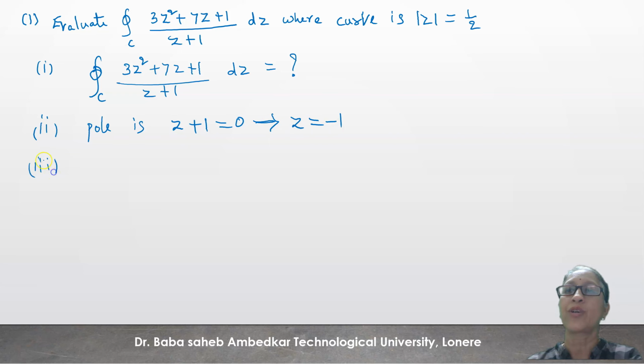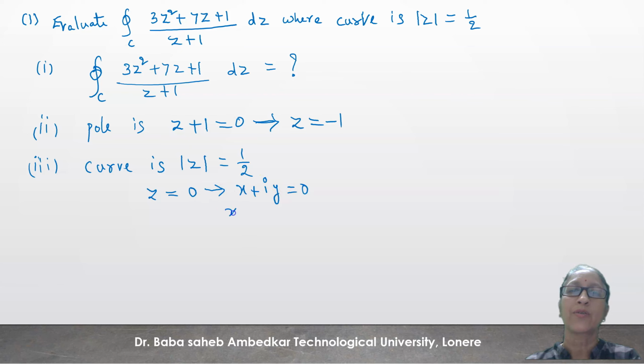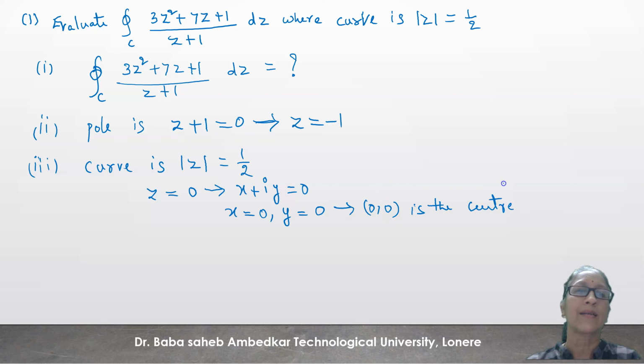In the third step, we have to plot this circle. What is the given curve? The given curve is mod z equal to 1 by 2. That means z equal to 0 implies x plus iy equal to 0, so x equal to 0, y equal to 0. What does it mean? (0, 0) is the center, and the number on the right side is the radius. So here the radius is 1 by 2.